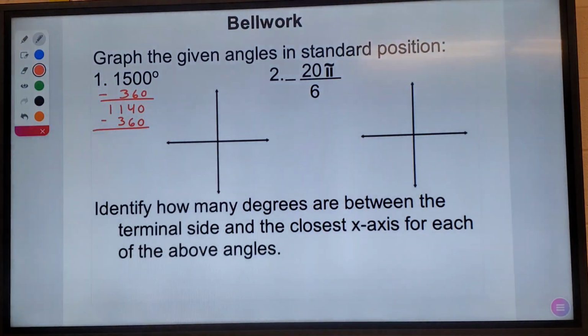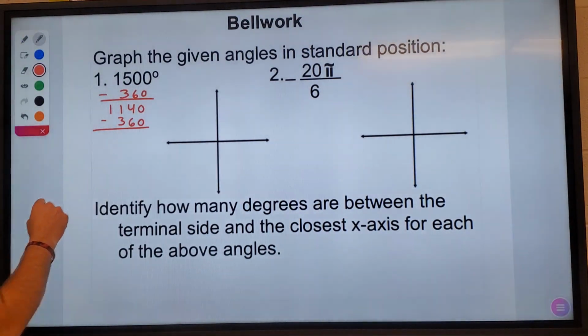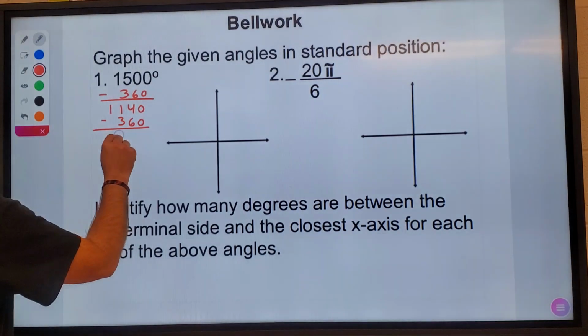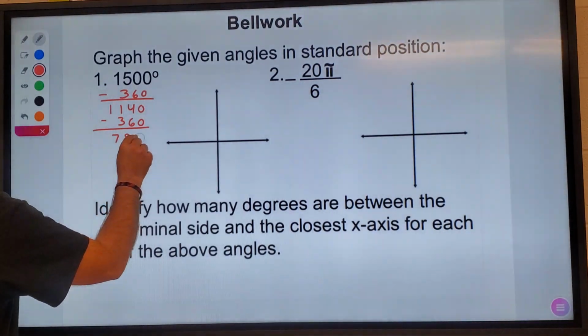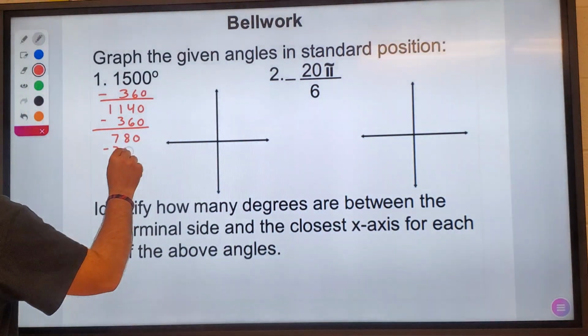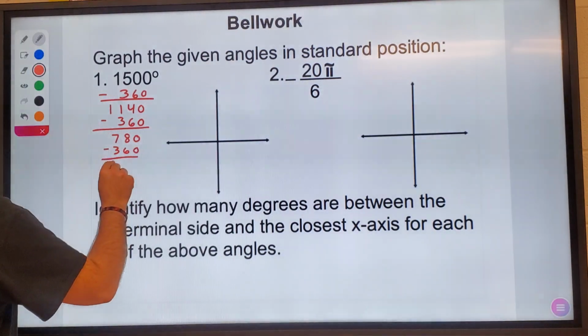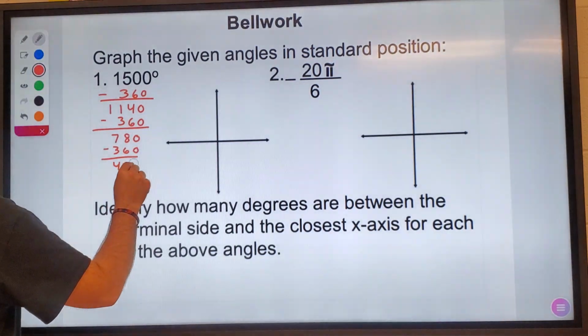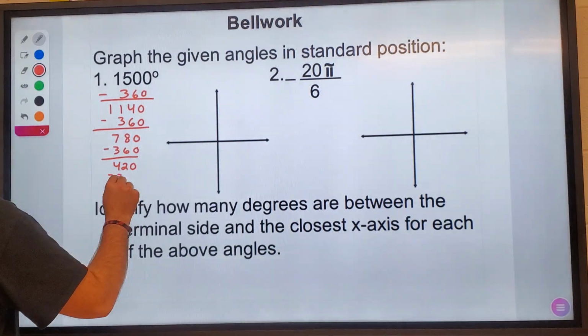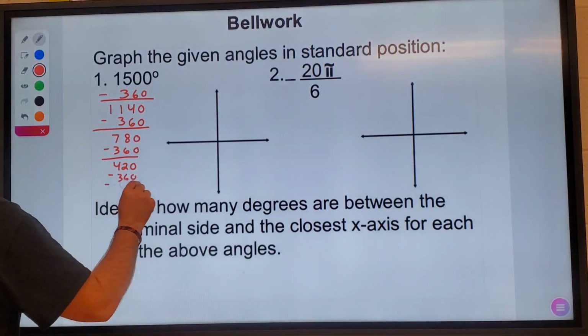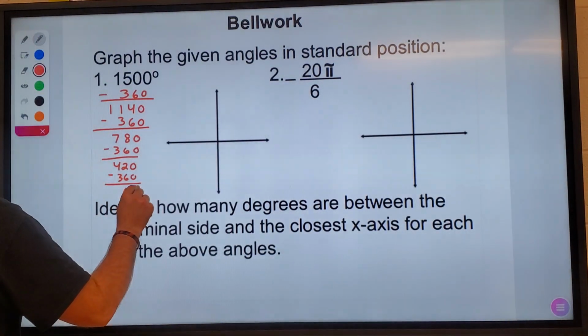I don't want to be at 360, but 0 and 359. So if I continue to subtract, I get 780. If I subtract again, I get 420. And if I subtract again, I get 60 degrees.